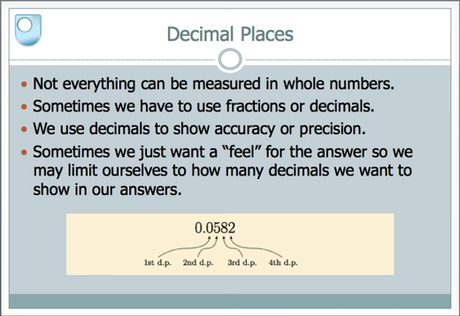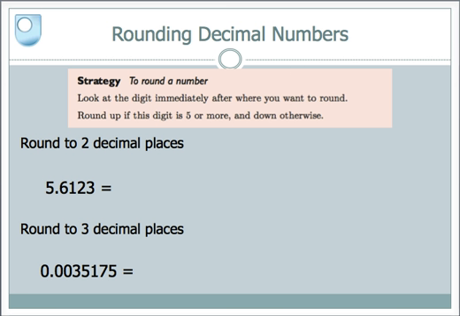We use decimal numbers to show accuracy or precision, and sometimes we don't always need a great number of decimal places. Very often we just want to get a feel for our answer, so we may limit ourselves to the number of decimal places we want to show in our answers. When we limit the number of decimal places, we use the rounding up and rounding down strategy that we've met in the exercise, in the presentation number 1.